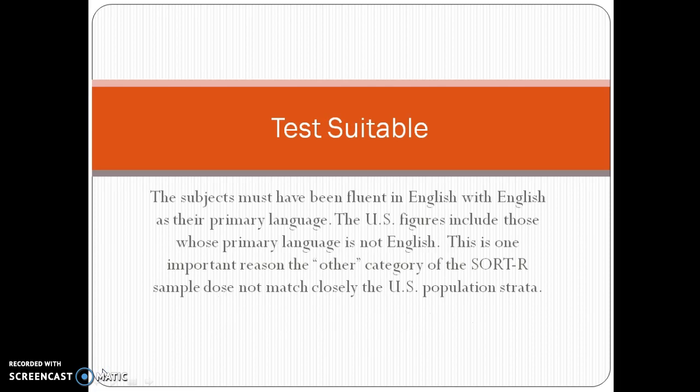Test suitability. The subject must be fluent in English with English as their primary language. The U.S. figures include those whose primary language is not English. This is one important reason the other category of the SORT-R sample does not match closely the U.S. population structure.